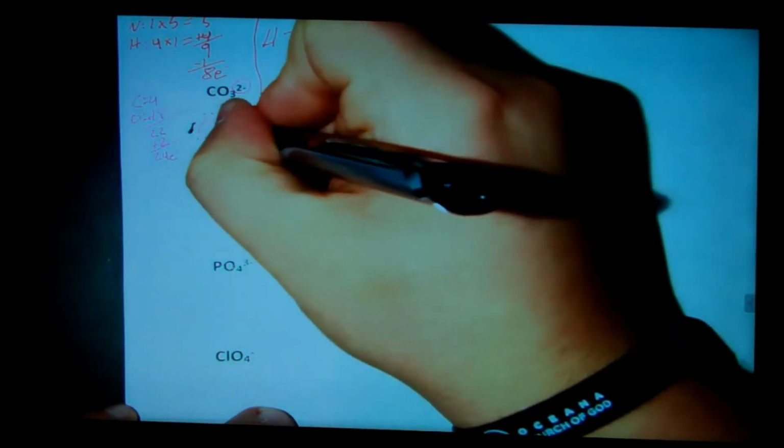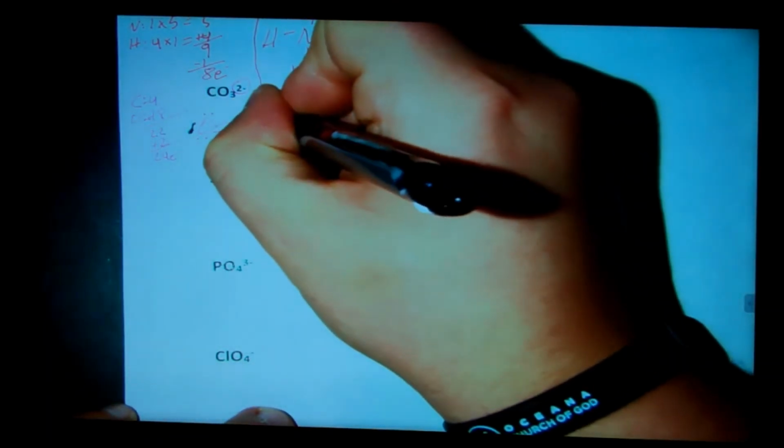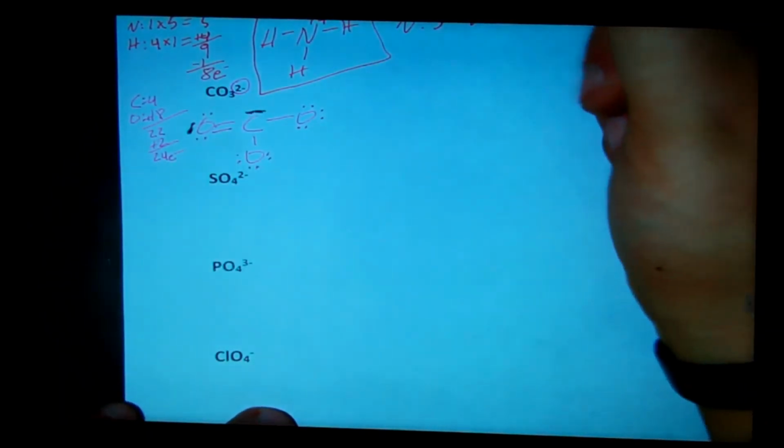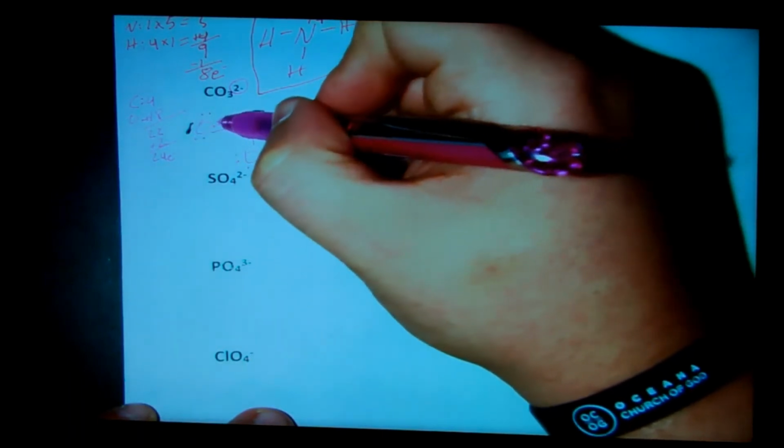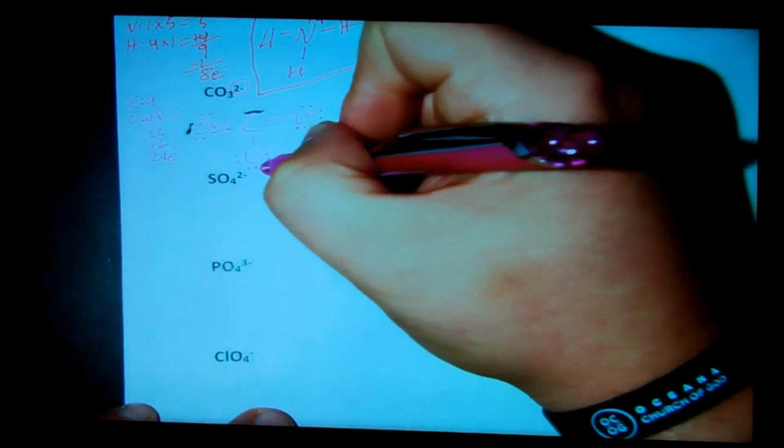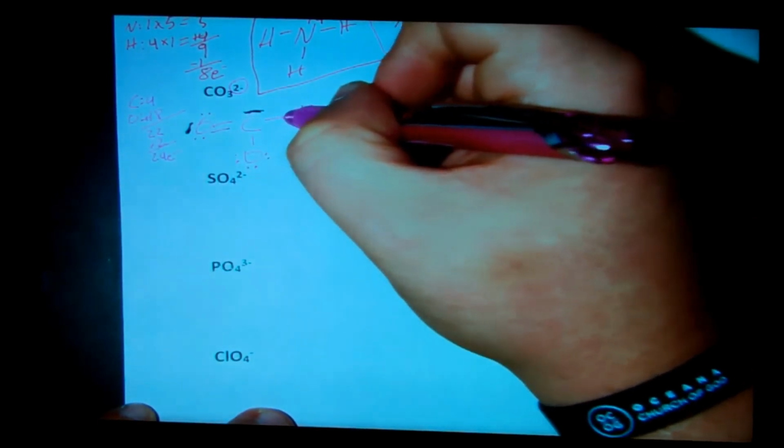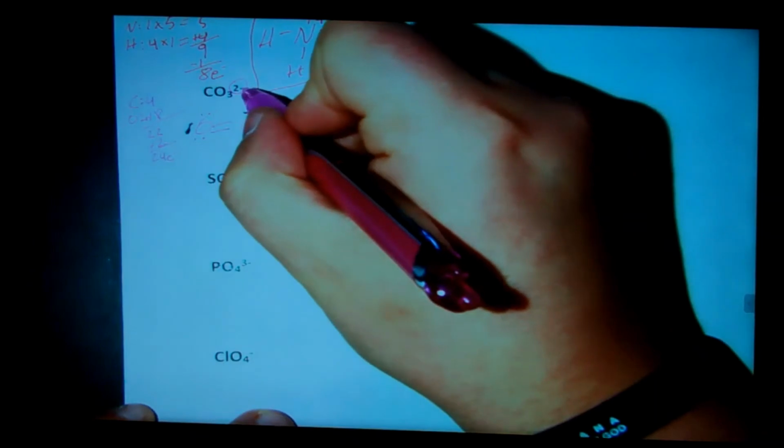Take off this lone pair here. Remember, don't stop there. We drew this dash between this oxygen and this carbon. Take that off as well. Okay, so now we're showing the proper number. 1, 2, 3, 4, 5, 6, 7, 8, 9, 10, 11, 12, 13, 14, 15, 16, 17, 18, 19, 20, 21, 22, 23, 24. We're showing 24, but now keep in mind, there's that negative 2 charge.